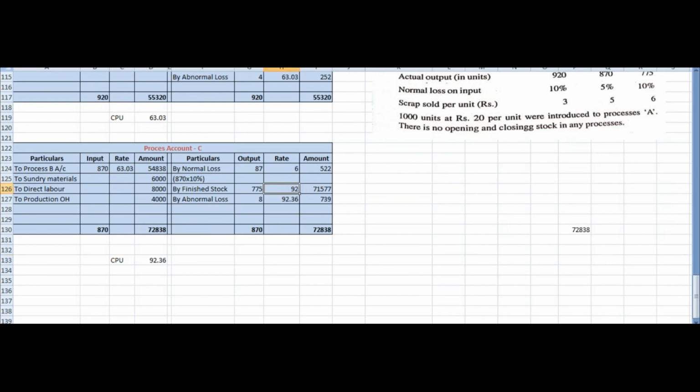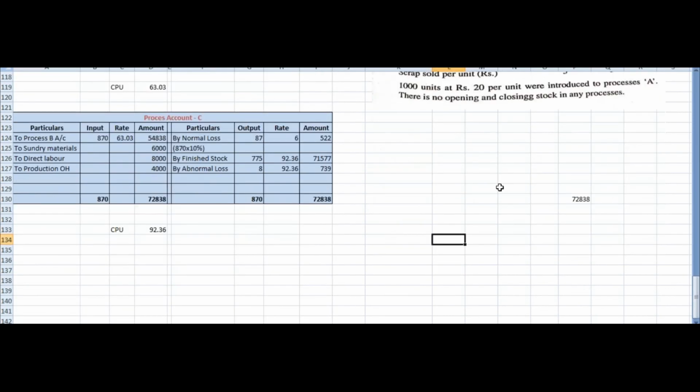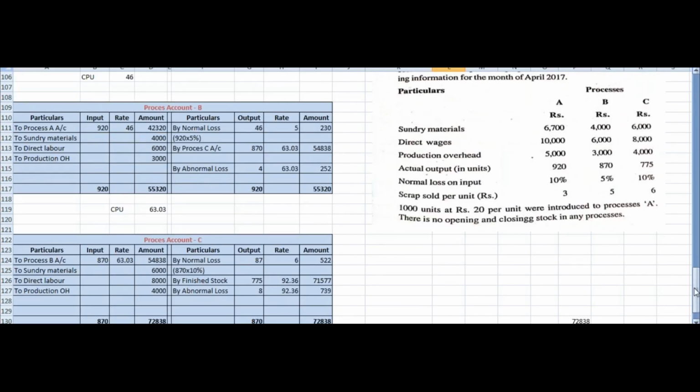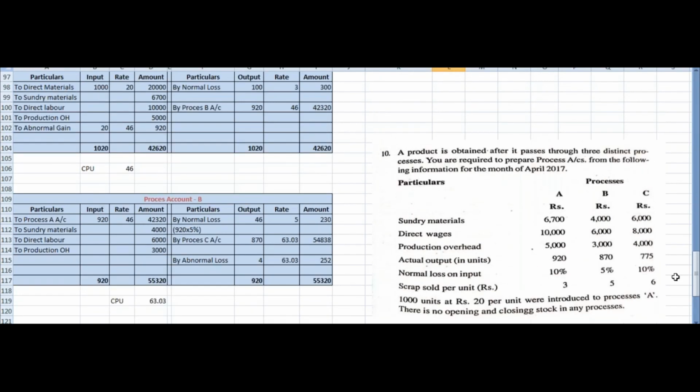Now tell me, if there are any doubts. No, sir. Okay, is the question clear? Yes, sir. Now my question is, if you understood this kind of process costing question, then this is one kind of question. If this kind of question is clear to you, then I will go to another type of question in process accounts in the next class. It's clear, sir.